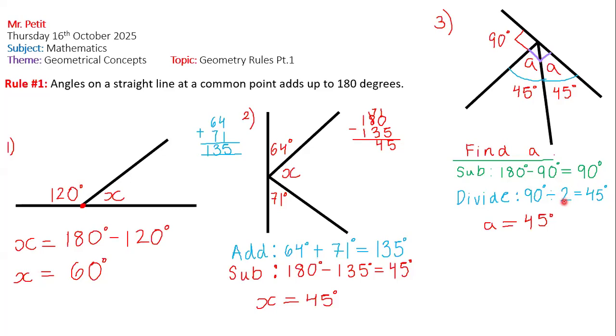Why do we divide by 2? Because there's 2 A's. Very good. And they're equal, so. Very good. And then what's the answer? 45. 45 degrees. Very good. Excellent. All right, I need everyone to send in their work for me, please.